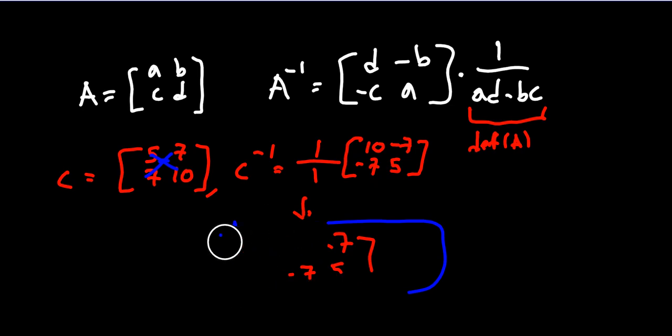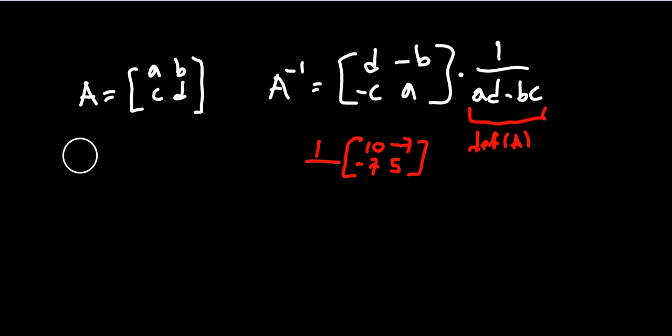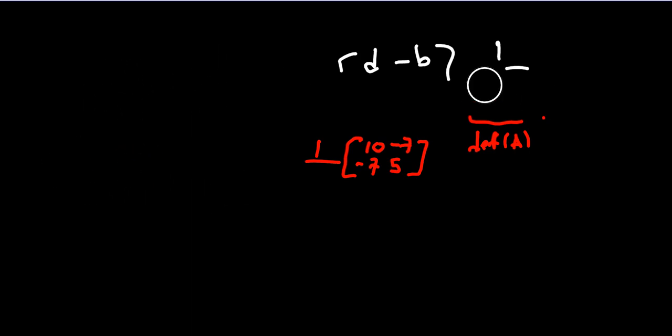Now, you may be wondering, what happens if the determinant of this 2 by 2 matrix is equal to 0? Let's give an example. Let's say we want to find, not the determinant, sorry, the inverse of a matrix, let's say 4, 3, 2, 6.